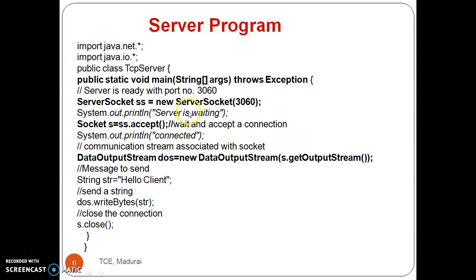And then we can have some print statement by using System.out.println: server is ready, server is ready to receive, etc. Then we need to create another socket. This is for a client, because socket is the client side socket. We are using client socket as server side.